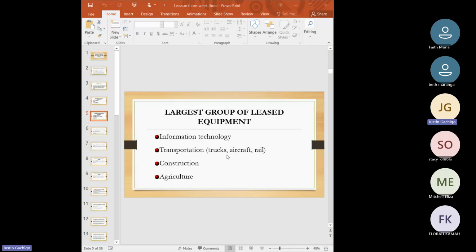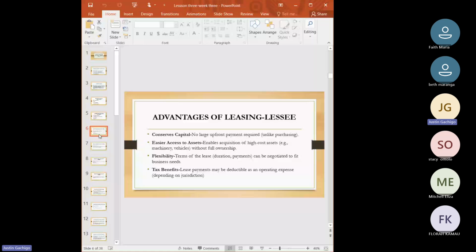Construction, you can hire construction equipment, and you can also hire agricultural equipment, especially tractors and any other heavy machinery which is required in the agriculture sector. Now let us look at the advantages of leasing to the lessee.